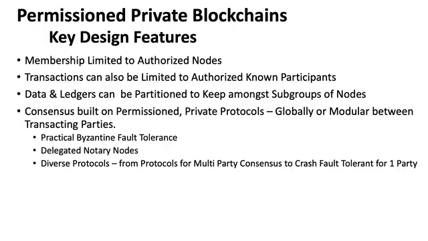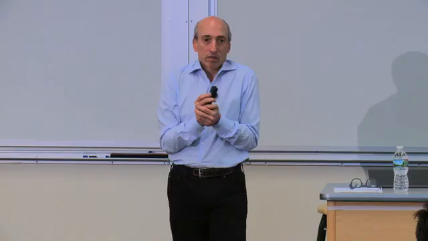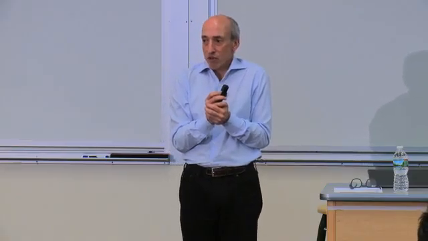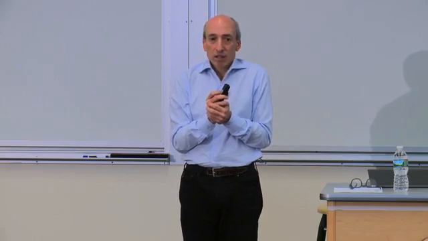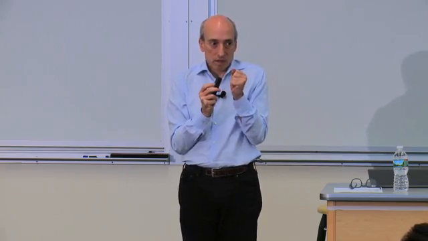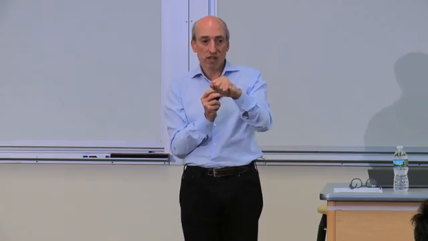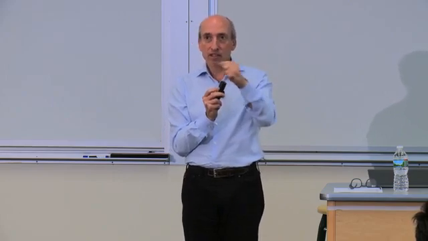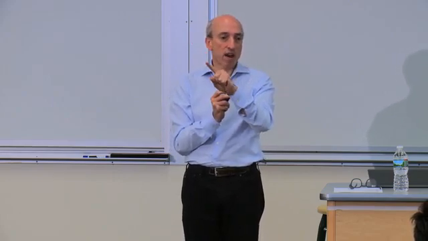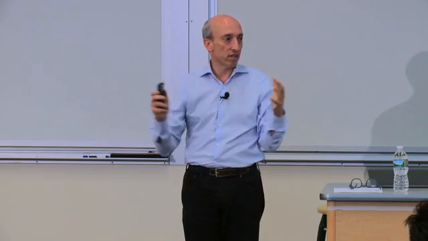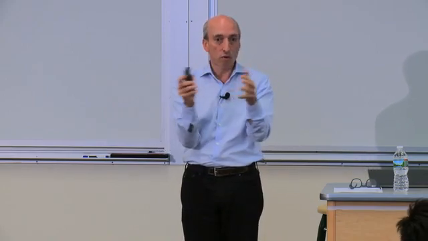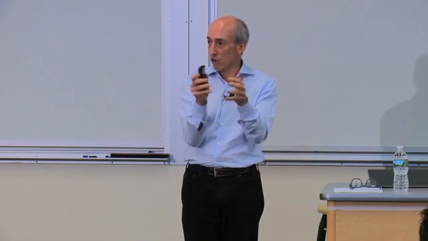The consensus is permissioned private protocols. They do have a consensus. Somebody has to agree on the next block, but it's a tight, limited group. It does use cryptography, but often there's something called a registration authority. The registration authority is helping mask data. So they address privacy two ways. They address privacy because it's a smaller group that can actually see the whole network.